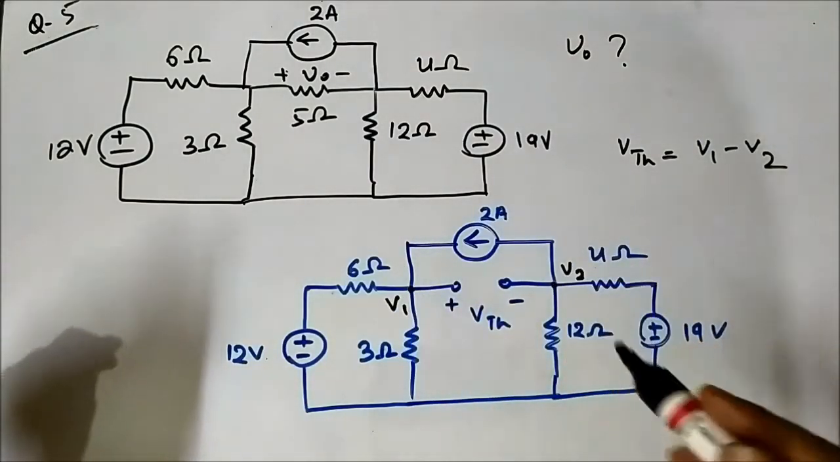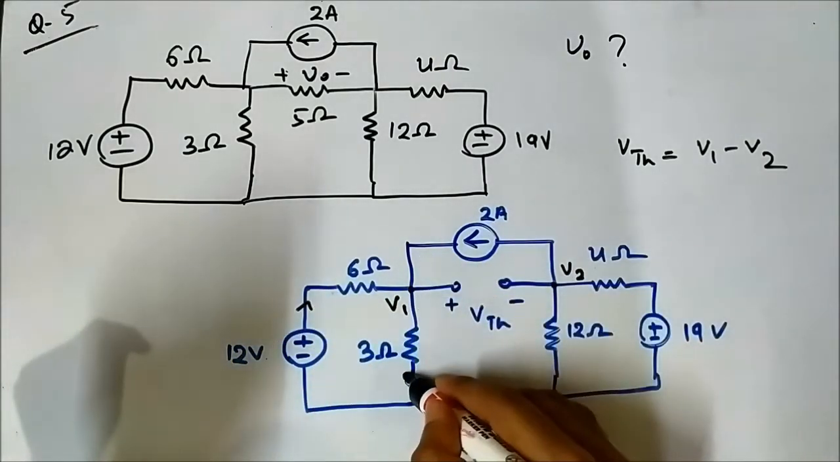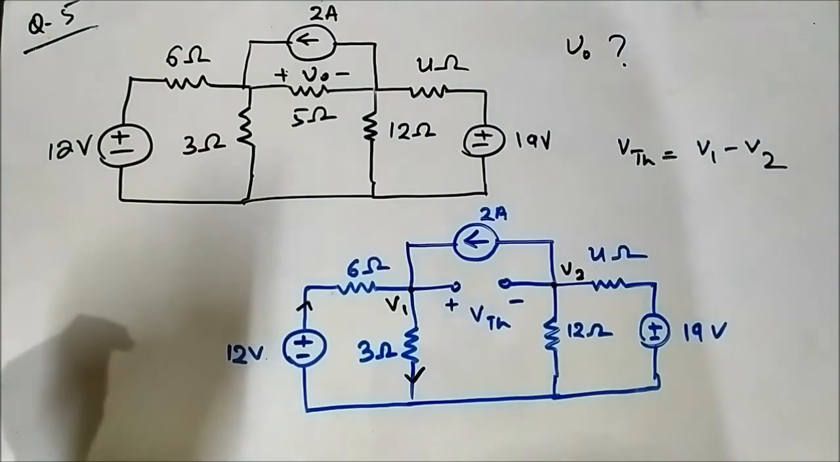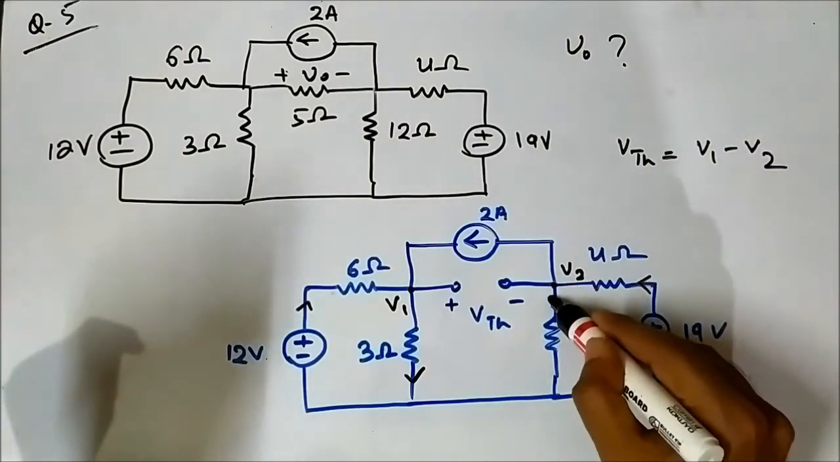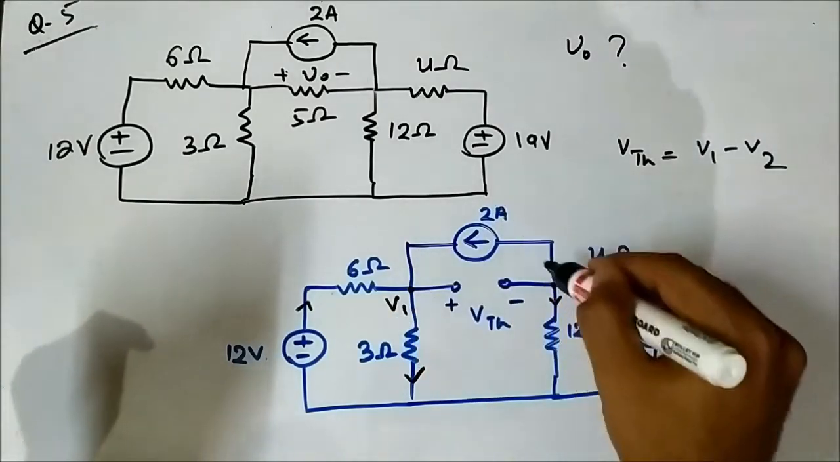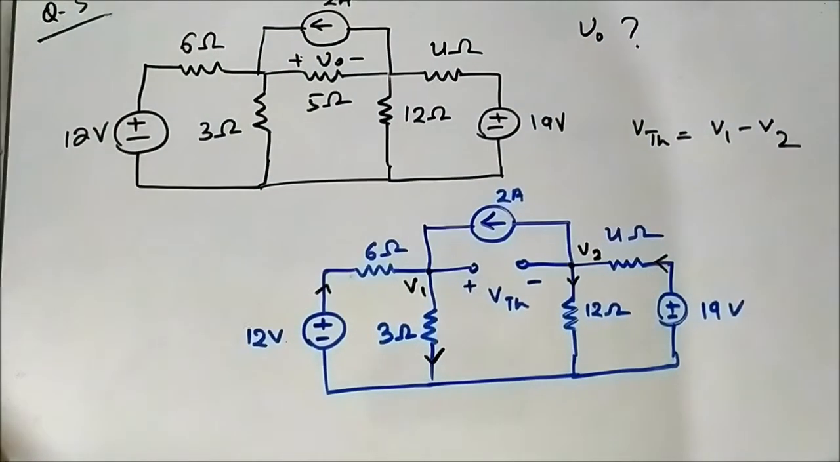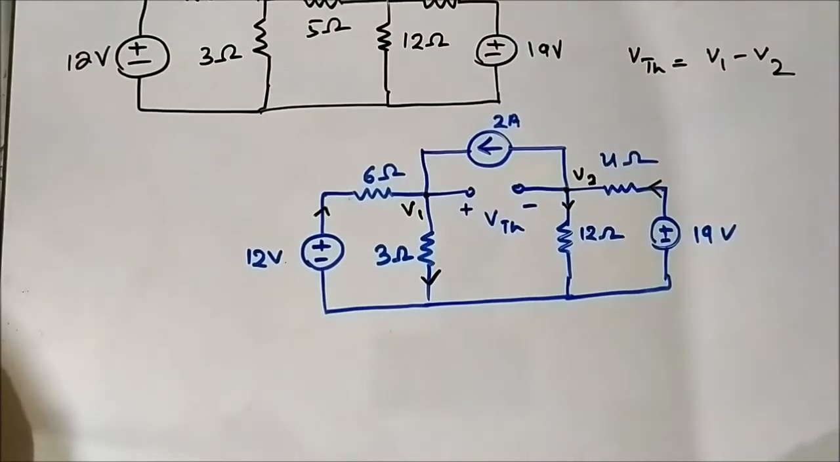Let us assign the currents. This is one current, this is one current, here this is one current, this is one current. Here it is 2 ampere, outgoing 2 ampere. So first let us put nodal analysis at V1.